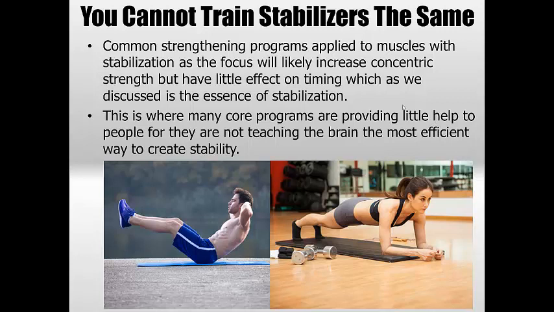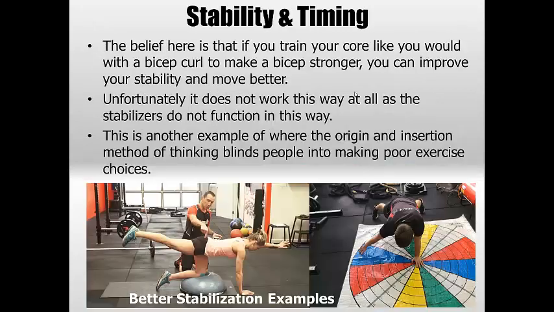Those external rotations are only one role of the rotator cuff, but the main role is to keep the shoulder in the socket. So you need to train it pushing and pulling in the right positioning to effectively train it the way it's designed. So, stability and timing. I believe if you train your core like you would a bicep curl, you make a stronger bicep and your stability improves. Unfortunately, it doesn't work like that, like we just spoke.